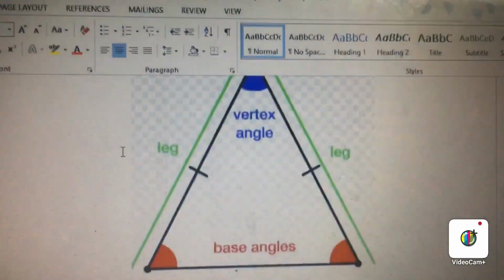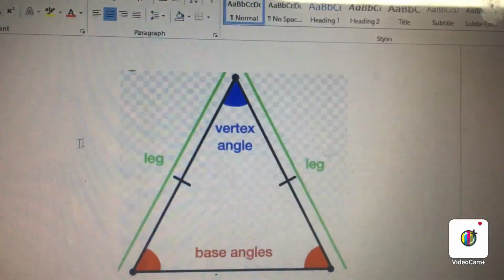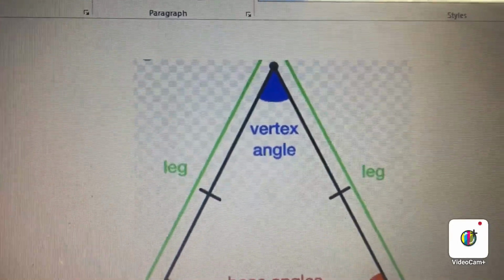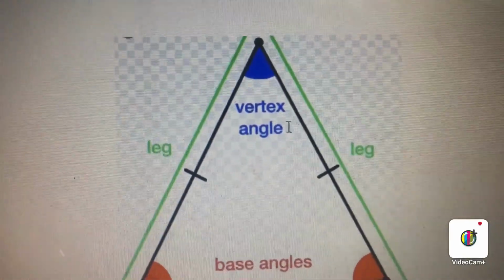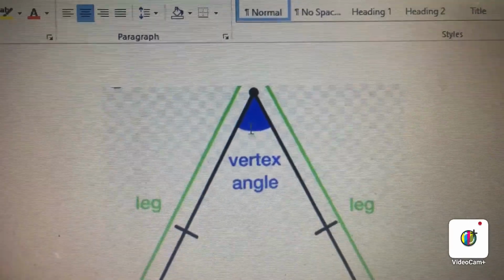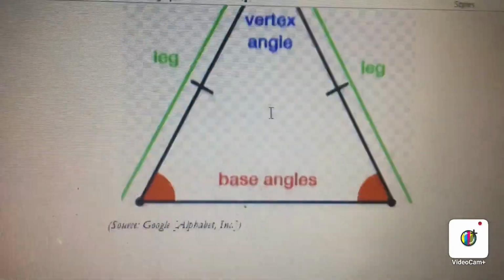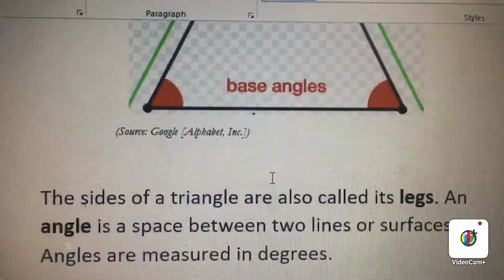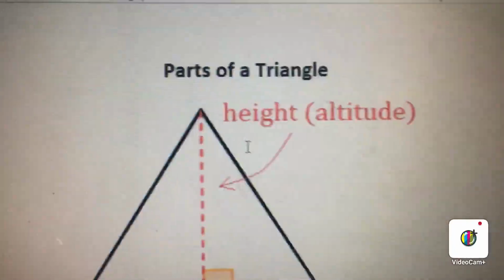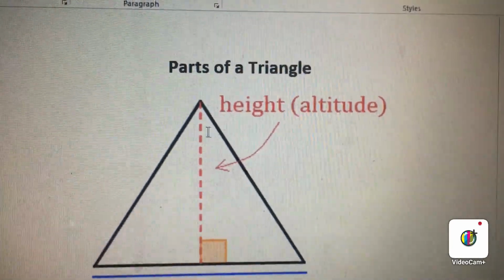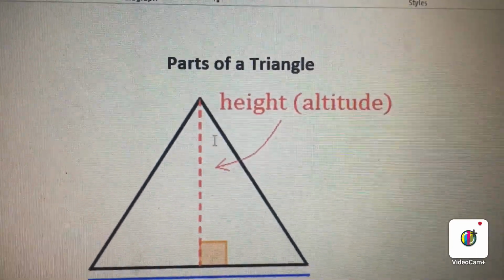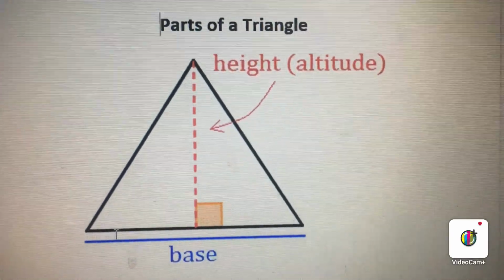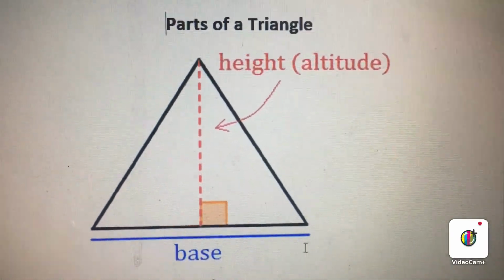Sometimes the triangle has legs. Look at this. This side and that side we call the legs, and the angle at the top we call the vertex angle. Angles at the bottom we call the base angles. Now look at this triangle here. You can see it has a height as well. A triangle also has a height and also a base.